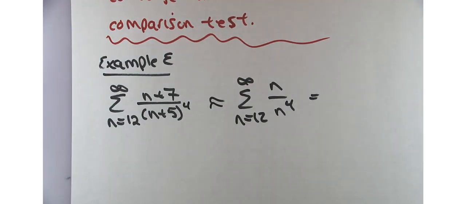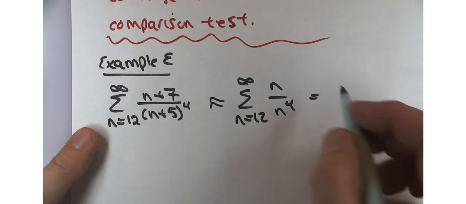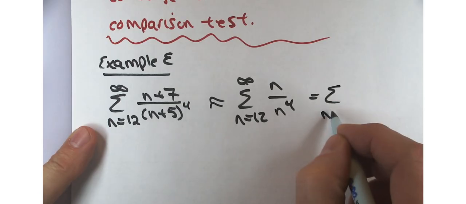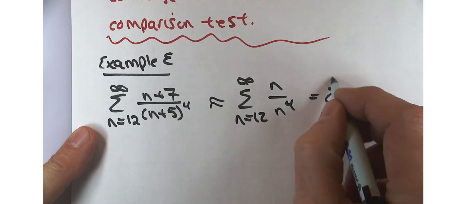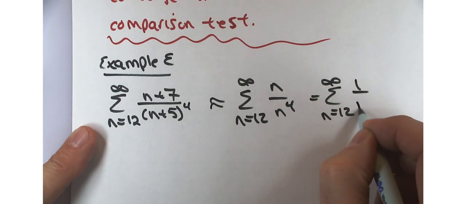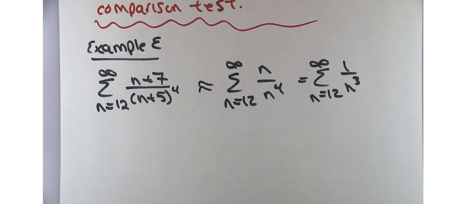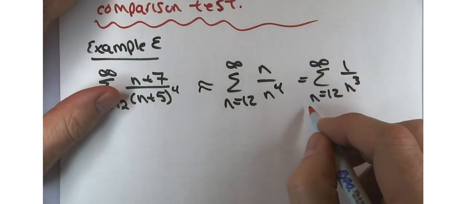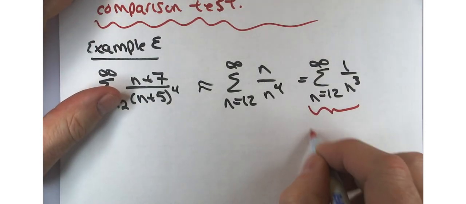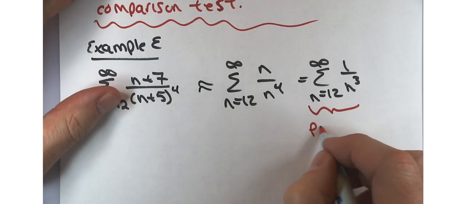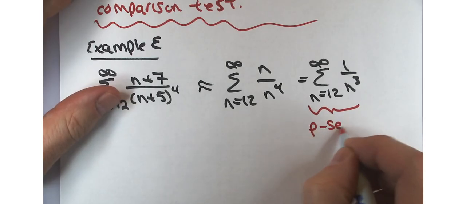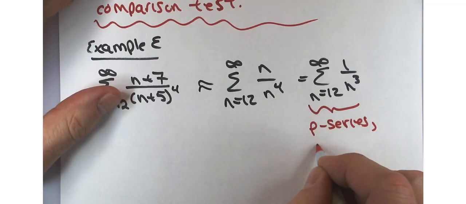Then what? Yeah, somebody said the magic word. This is 1 over n cubed. Somebody back there, who was it? All right, thank you, Marlon. What's this got going for it? P series with p equal 3.